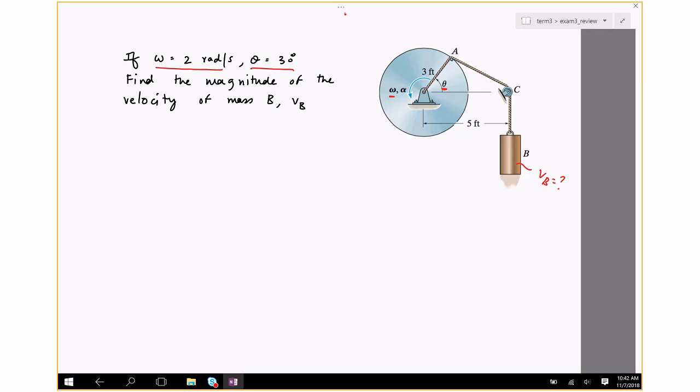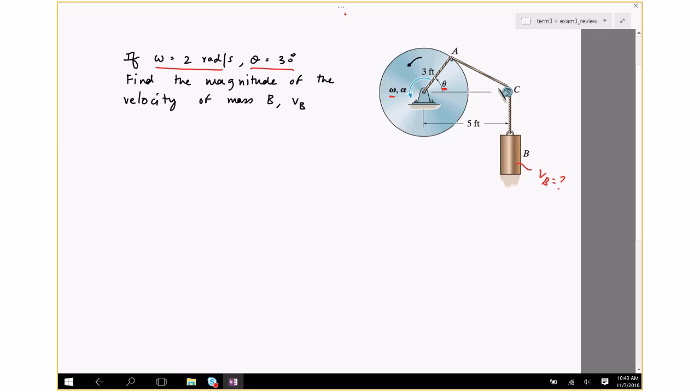Okay, so first thing to note is that you're not given the mass, the value of the mass of B, right? You're not given the mass. And so since you're not given the mass, that's a hint that this is not a problem involving dynamics. It's actually a kinematics problem. So you do not have to use Newton's laws. Okay, so we need to find the velocity of B.